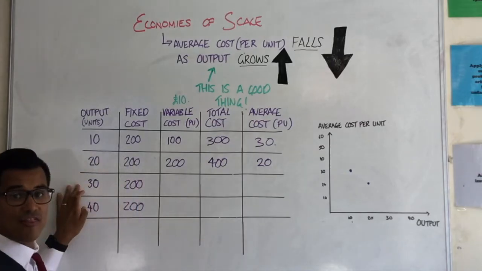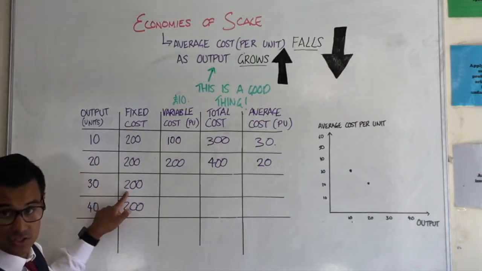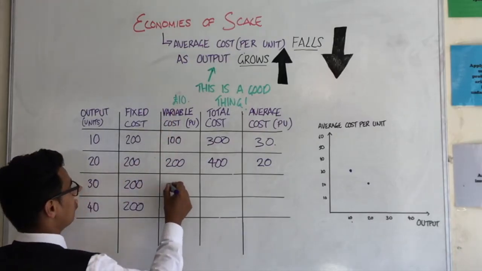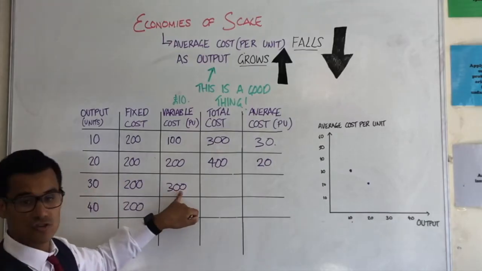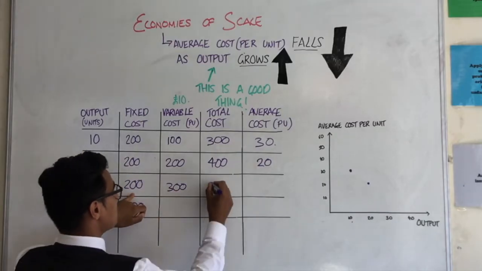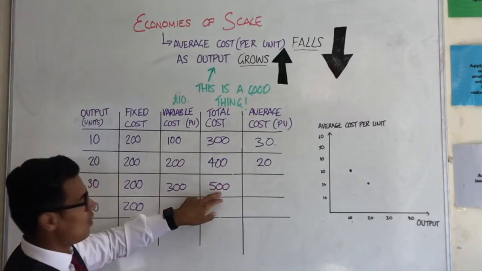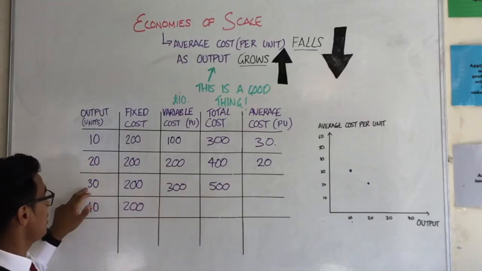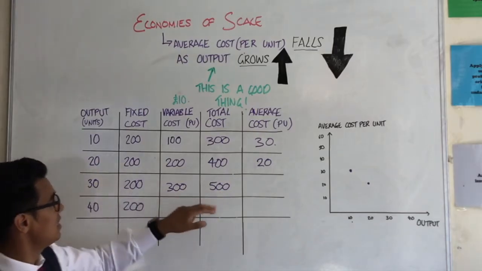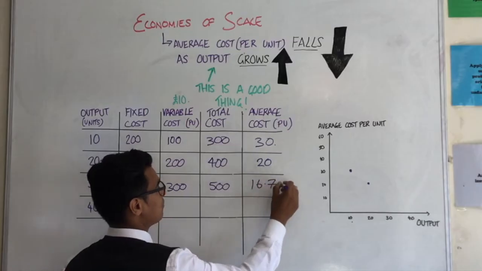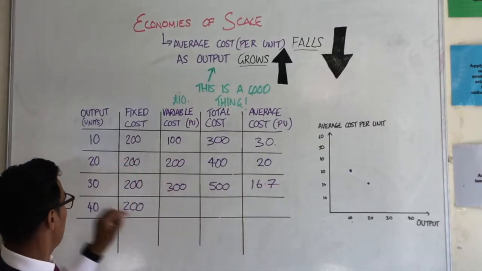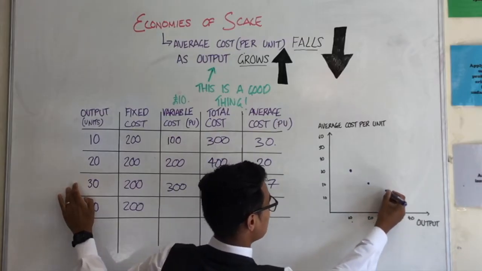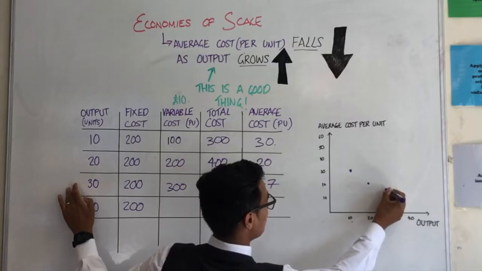Next, you're making 30 units. 30 units, fixed cost 200. Variable cost per unit is 10. 10 times 30 is 300. 300 plus 200 is 500. 500 is your total cost. Total cost divided by how many things you make, which is 30. 500 divided by 30 is 16.7. So we can put that on there. 30 is your output and 16.7 is about here.